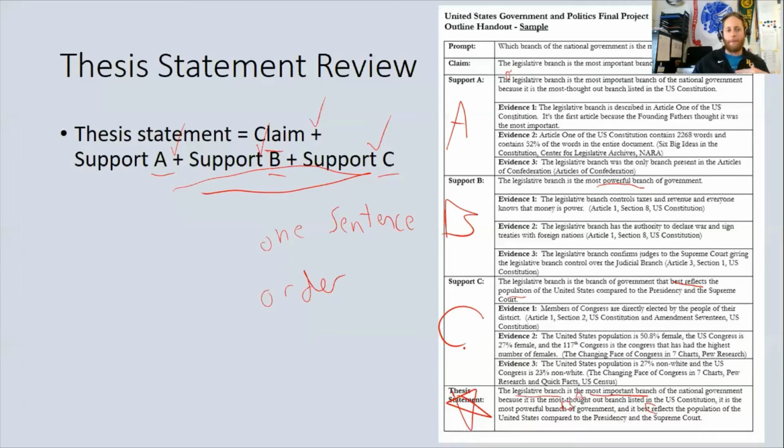In your conclusion, you should have a version of your thesis statement. And it really shouldn't be copy and pasted. You can kind of tweak the wording a little bit. An easy way to do that, for those of you that want a little trick or tip, is to switch the way you structure your thesis statement and put your claim at the end. So you could say something to the effect of, because the legislative branch is the most thought out branch listed in the US Constitution, it is the most powerful branch of the government, and it best reflects the population of the United States compared to the President and the Supreme Court. The legislative branch is the most important branch of the national government. So you just kind of move it to the end. You play with it to make sure the sentence flows as a coherent sentence, and then boom, you restate your thesis at the end.